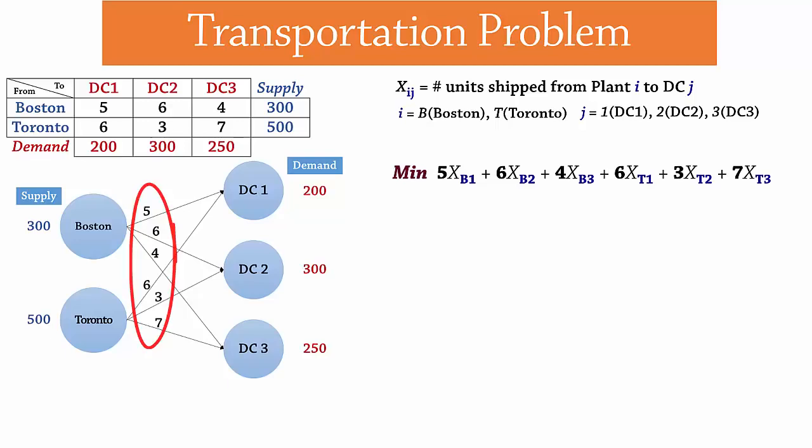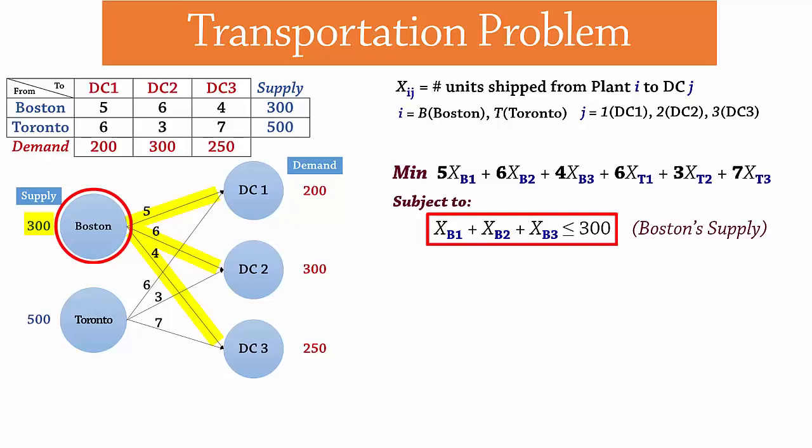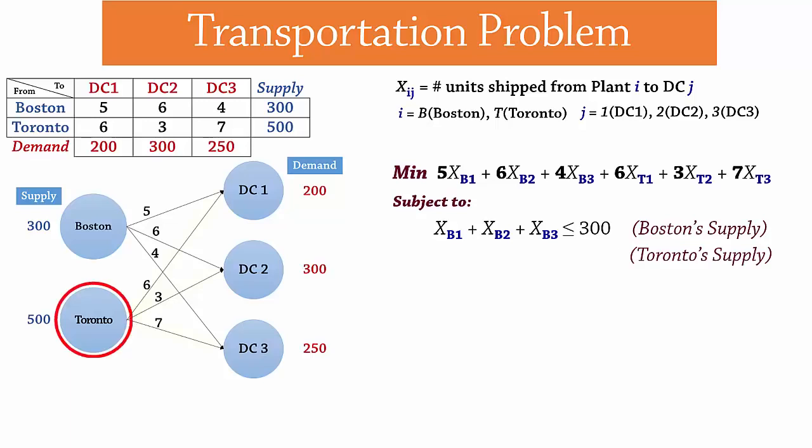For the constraints, we need to write one for every node. For Boston supply, the total amount shipped to the 3 distribution centers cannot exceed Boston's capacity, which is 300. So we write XB1 plus XB2 plus XB3 is less than or equal to 300. We do the same for Toronto. XT1 plus XT2 plus XT3 is less than or equal to 500.